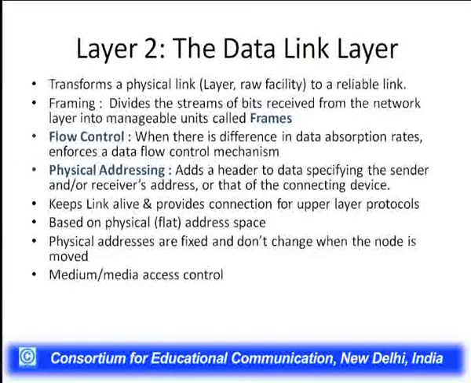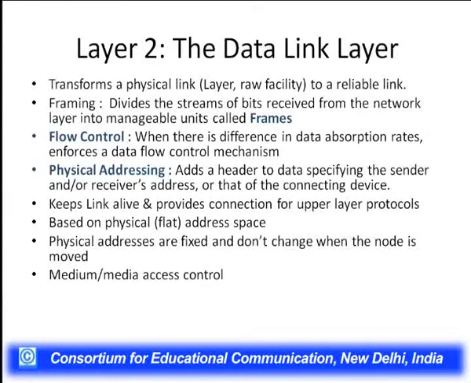Flow control means that, for instance, if the sender computer is sending bits of data at a very fast rate and these are not getting absorbed by the receiver, the receiver computer may get overwhelmed with this fast rate of data transmission. Therefore, a data flow control mechanism is to be enforced by the data link layer of the receiving computer, so that it can signal that the bits are coming at a very fast rate which are not getting absorbed by the receiving computer.